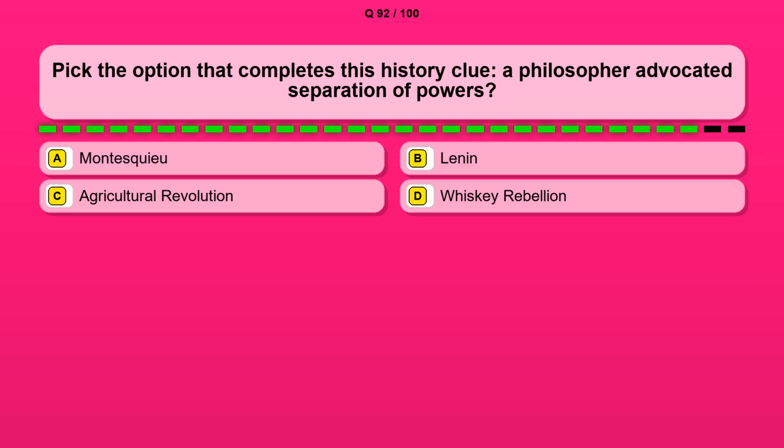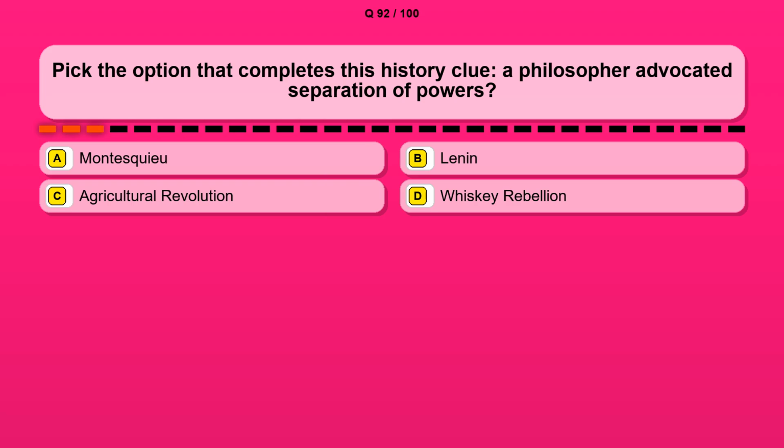Question 92. Pick the option that completes this history clue. A philosopher advocated separation of powers. Option A, Montesquieu. Option B, Lenin. Option C, Agricultural Revolution. Option D, Whiskey Rebellion.